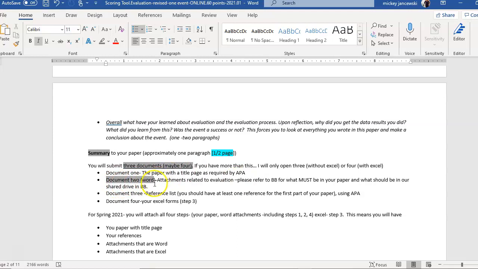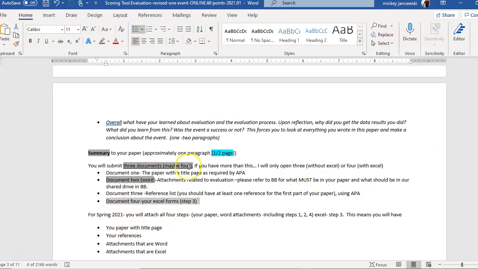Document 2 will be your word attachments, and this is what I'm going to tell you. Out of steps 1, 2, and 4, I'm going to tell you which ones should go in this document. And that will be different for each group, and sometimes it will be different within groups based on if people are working alone or with peers. Document 3 is your reference list, and document 4 sometimes goes into the share drive and sometimes goes into your paper. This is step 3 of the evaluation process. I don't know what we're going to do yet, but I will know by the time I finish meeting with you.